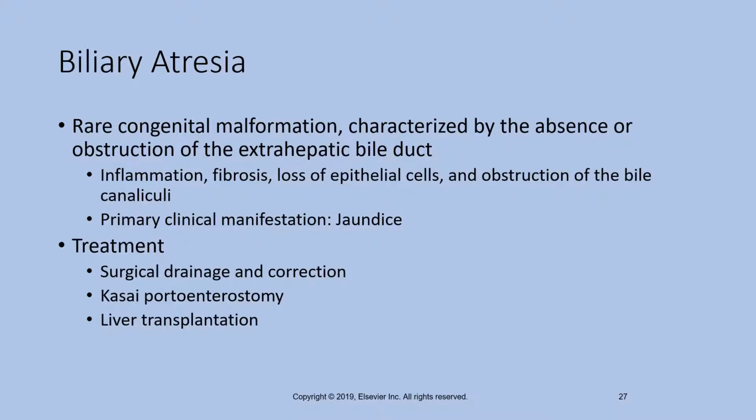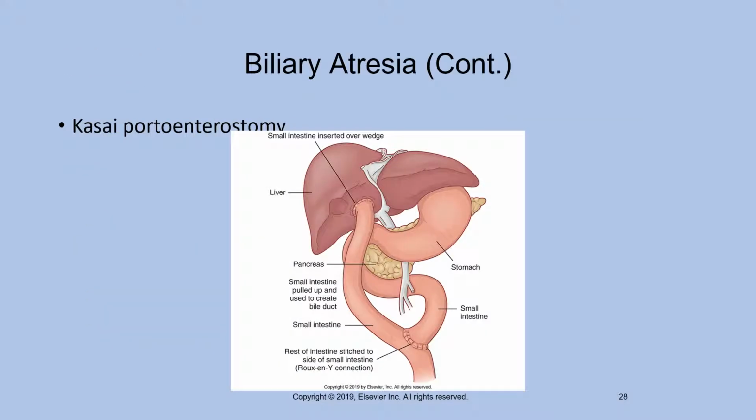Biliary atresia is a rare congenital malformation characterized by the absence or obstruction of extrahepatic bile ducts. There is inflammation, fibrosis, and loss of epithelial cells, with obstruction of the biliary canaliculi. The primary clinical manifestation is jaundice, so the biliary tract is atretic, not open, there is no tract, it's missing a piece. Treatment: surgical drainage and correction, certain portoenterostomies, and liver transplant. This is one of the operations they do on these children, where they swing a piece of small intestine into the liver.